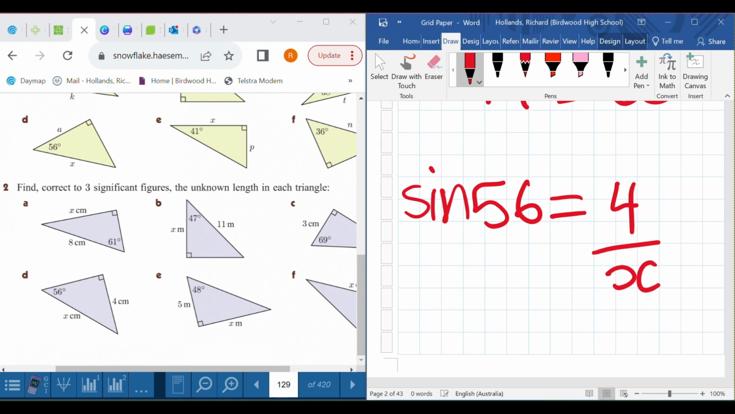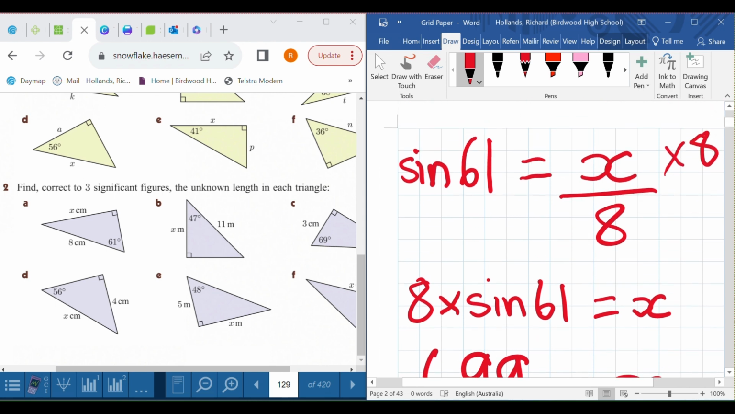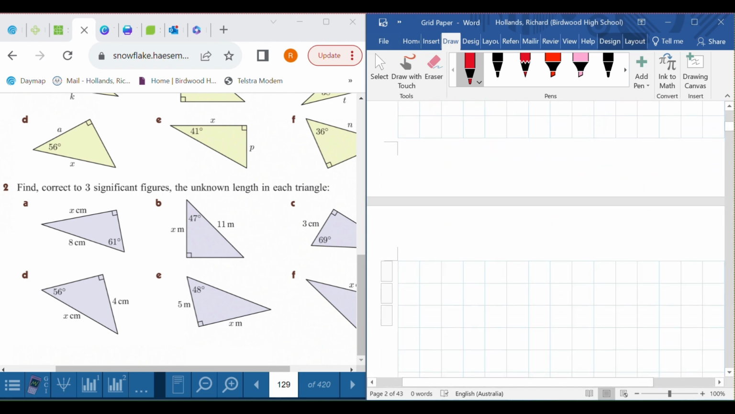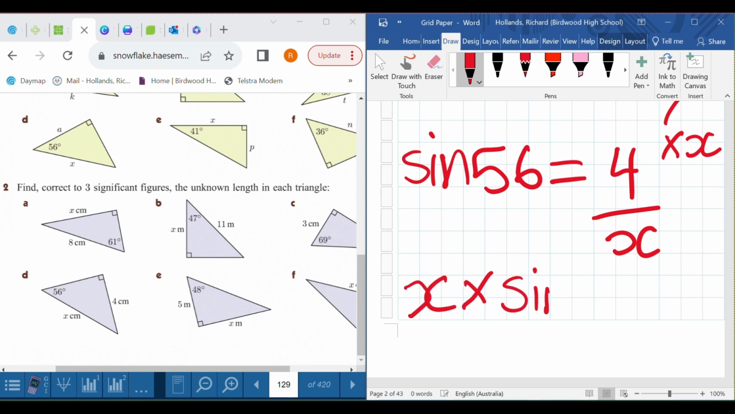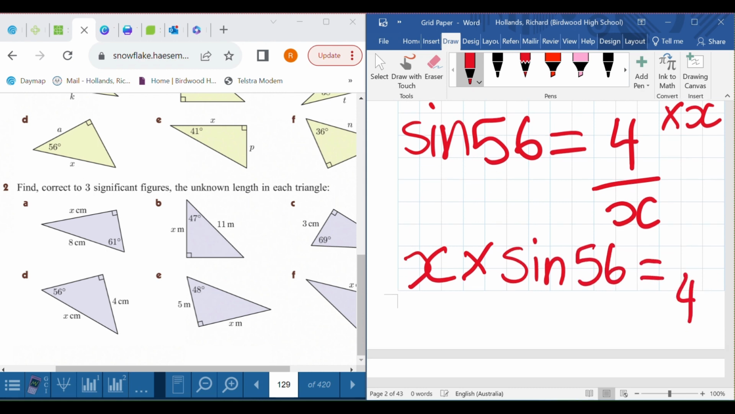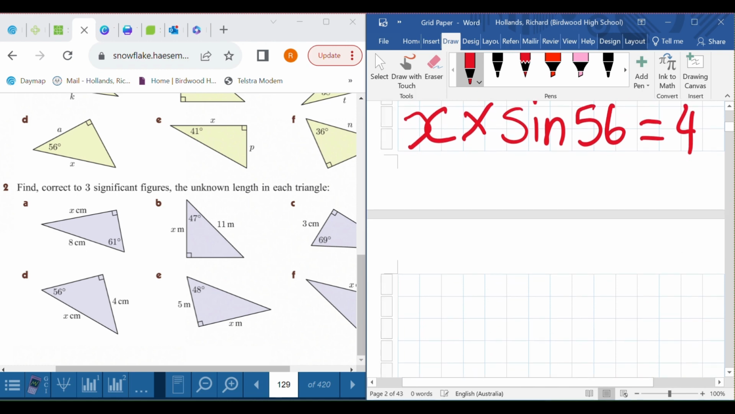Now this is the opposite to the last one because we've got x on the bottom of the fraction. So the first thing we need to do is times both sides by x, so we can get rid of x and get 4 on its own. So we times sine 56 by x, so it becomes x times sine 56 equals 4. I'm just going to leave that there so we can see it. But now I need to get x on its own again, so I've kind of shifted it.